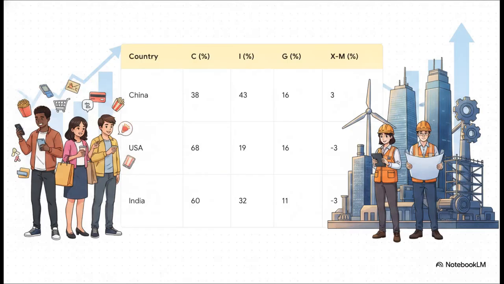Now, what's genuinely fascinating is how different countries lean on totally different characters to drive their economies. Just look at the US. A massive 68% of its economy is driven purely by consumer spending. It's a consumer powerhouse. But then compare that to China. Consumer spending there is only 38%, but investment from businesses, a staggering 43%. China leans heavily into building capital and infrastructure to drive its total demand.